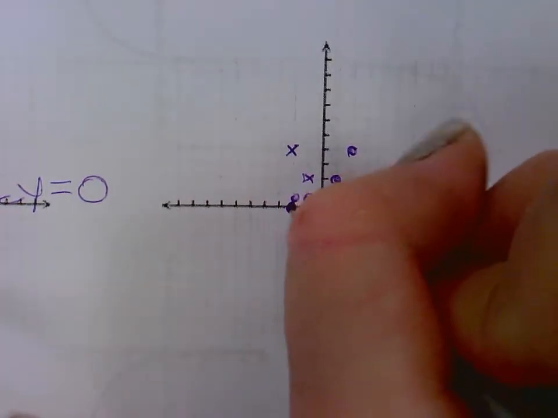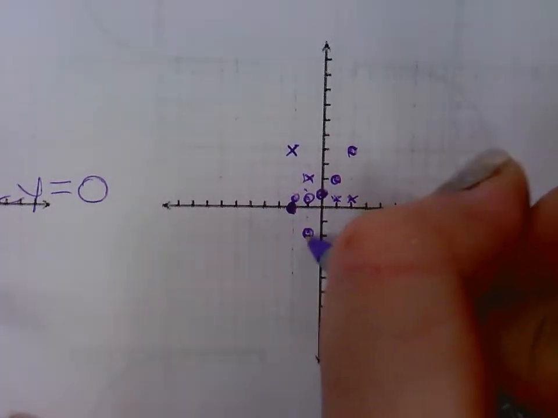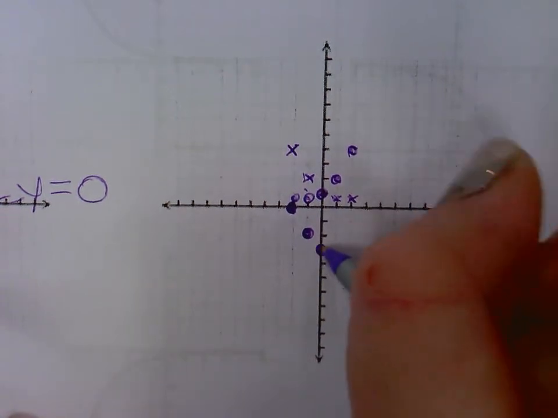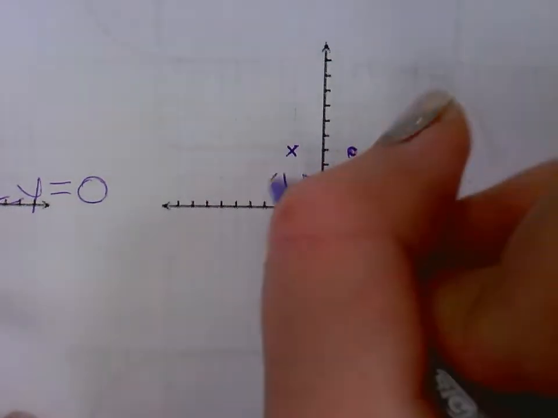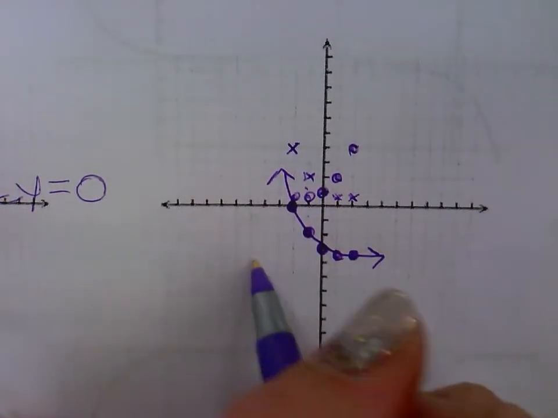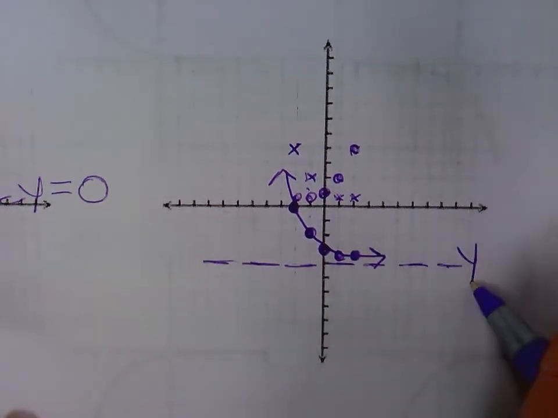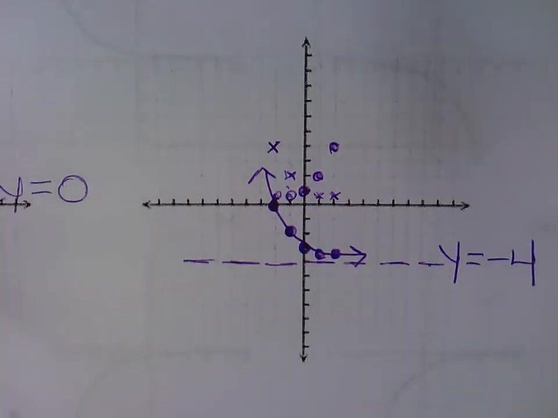Make that one darker. Let's see. 1, 2, 3, 4. And then 1, 2, 3, 4. And then this must be here and here. Might help if you put in your asymptote first. So your asymptote should be at -4 because it moved down 4. So you got to kind of follow the dots. The parent function flipped and became the X's, and then these X's shifted down 4 to these solid darker dots.